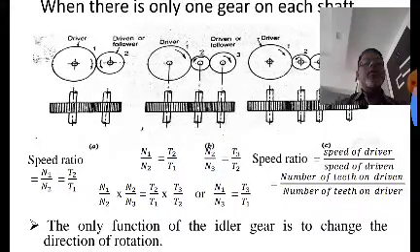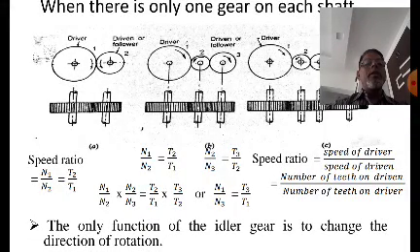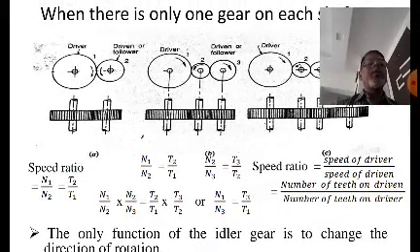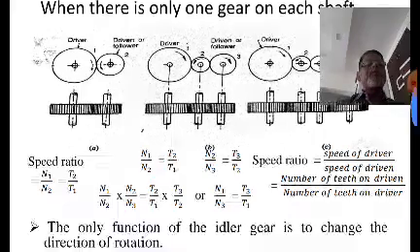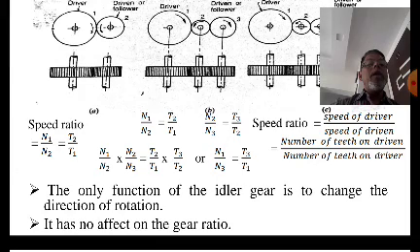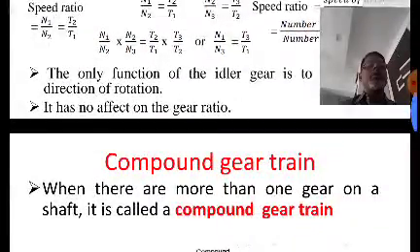Now if you take the product of these two, N1 by N2 into N2 by N3, it is equal to T2 by T1 into T3 by T2. Now N2 will get cancelled, so here it is N1 by N3, and T2 will also get cancelled, so it is equal to T3 by T1. So the speed ratio for the simple gear train is the speed of the driver divided by the speed of the driven, which is equal to the number of teeth on the driven divided by the number of teeth on the driver, right? So the idler gear will only change the direction of rotation. It has no effect on the gear ratio.